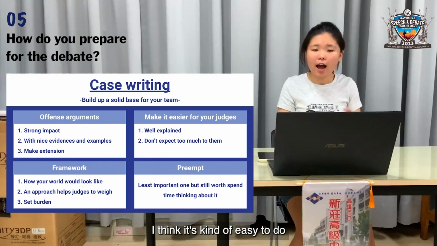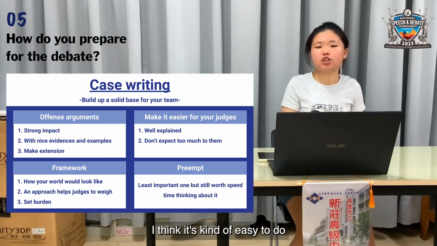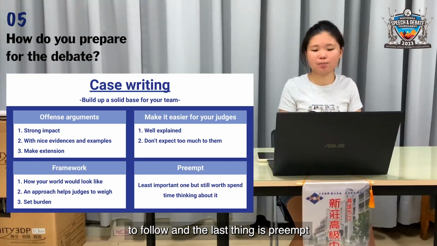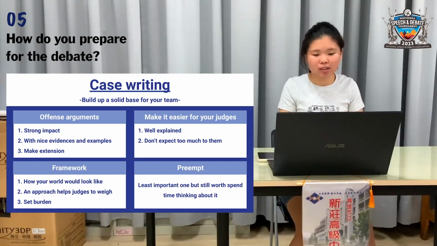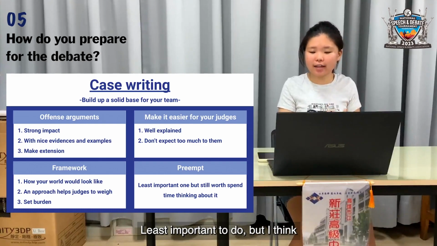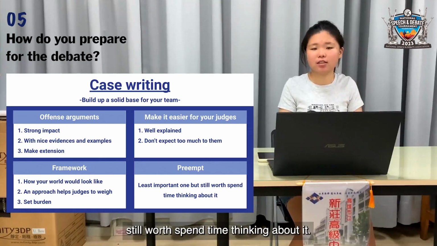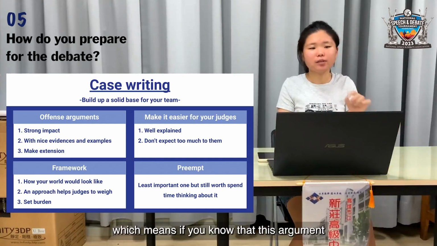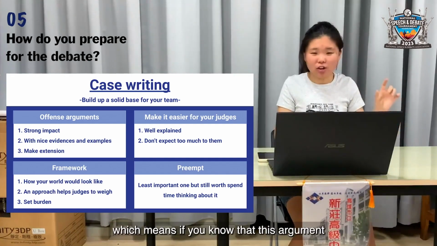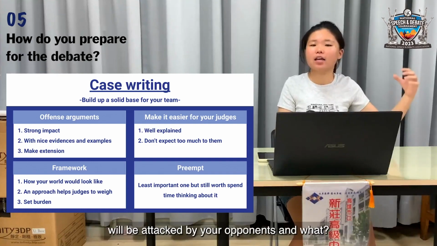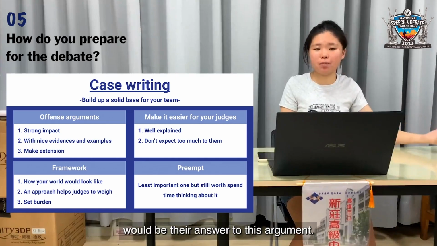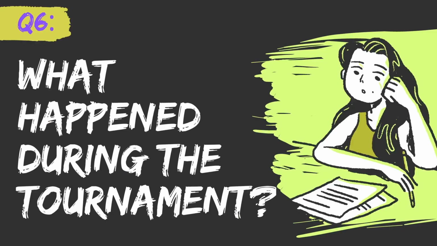And the third thing, I think it's kind of easy to do, is to make your arguments easy for the judges to follow. And the last thing is preempt. This is important to do, but I think still worth spending time thinking about it. Preempt is to pre-answer your argument, which means if you know that this argument will be attacked by your opponent, what will their answer be? What most likely would be their answer to this argument.